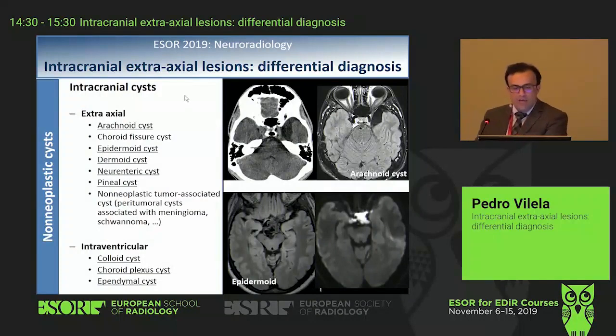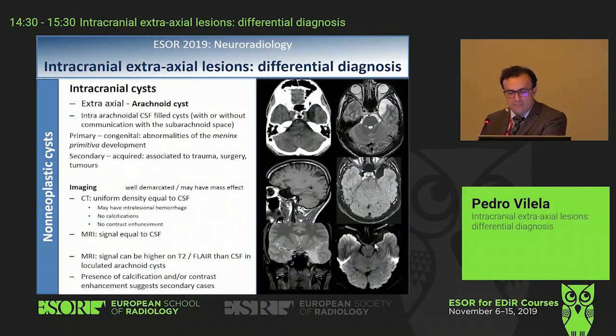Well, we will have some cysts. We have already spoken about cystic lesions that are associated with infection, so we are going to skip that, and we are going to see some of the cysts that are more common, especially the arachnoid cyst, the epidermoid cyst that we have here demonstrated, the neuroenteric cysts, which are more rare, and the pineal cysts, which are very, very common. Intraventricular, we also can have the colloid cyst with a typical location at the third ventricle, and then the choroid plexus and ependymal cysts that are located inside the ventricles, and they are called like that if they are inside the choroid plexus or at the ependyma.